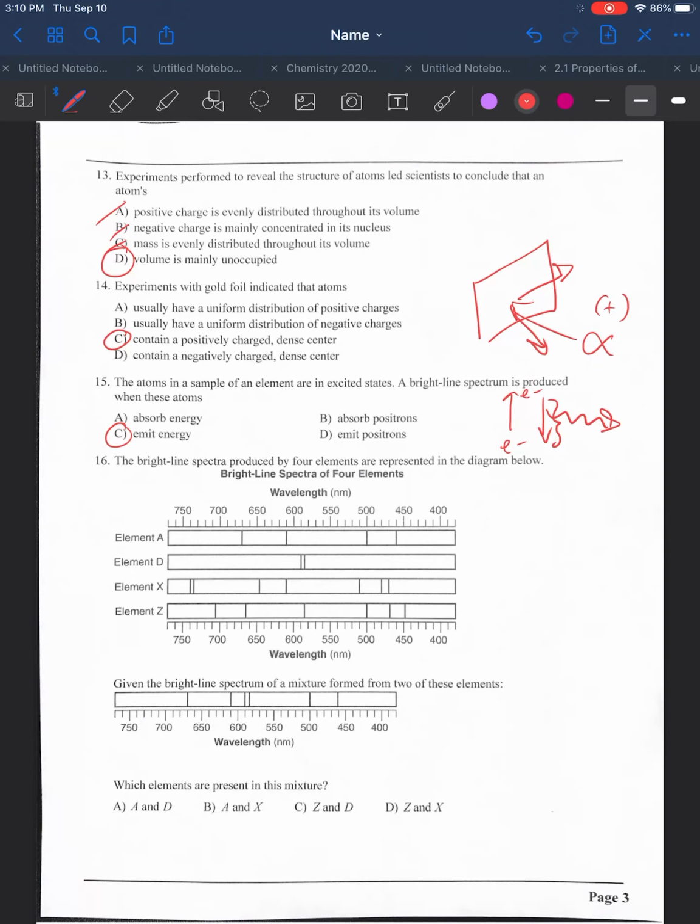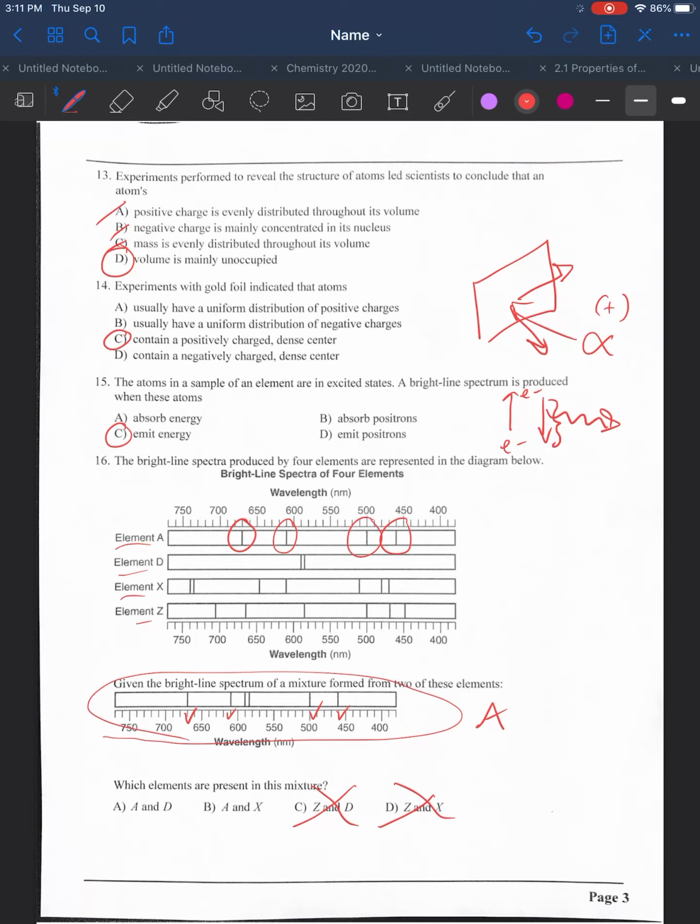So 16 is just kind of a different way to think about it. And so you have to see, given the bright line spectra of these elements, their fake little elements A, D, X, and Z, do their spectra pop up in here? For example, you would look and say, okay, A, is there a line here between 700 and 650? Yep, that's there. What about this line just above 600? Yep, that's there. 500, 450 right before it. Yes, so it must contain A.